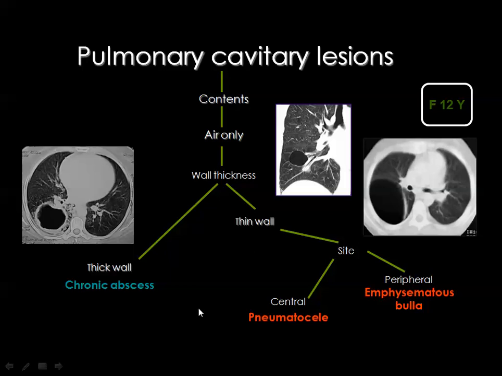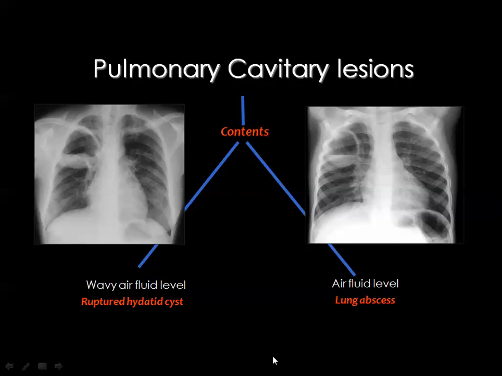And the differential diagnosis of cavities in the lung depends on the wall thickness. If the wall is thick like this, then you are dealing with a chronic lung abscess. But if the wall is thin like this, then look at the site of the lesion. If the lesion is within the pulmonary parenchyma, you are dealing with a pneumatocele. If the lesion is peripherally located, subpleural in position, you are dealing with an emphysematous bulla.